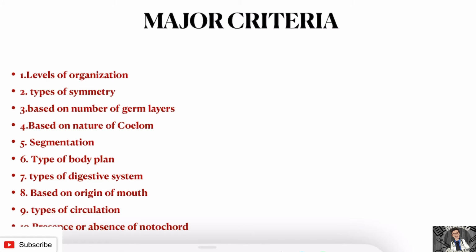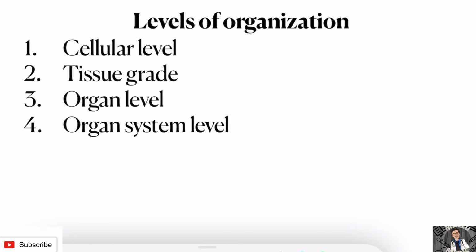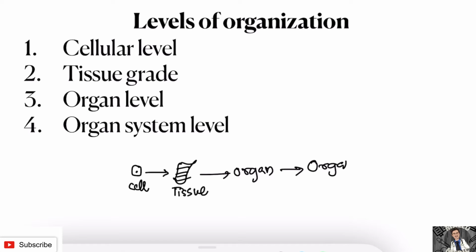So what are the major criterions? Let us see the first criteria, which is the levels of organization. Let me explain a concept to you. You know that a cell is the basic unit of life, and cells with similar functions and structure come together to function as a tissue. A group of tissues having the same functions and structure groups together to form an organ. And a group of organs contribute to become the organ system.